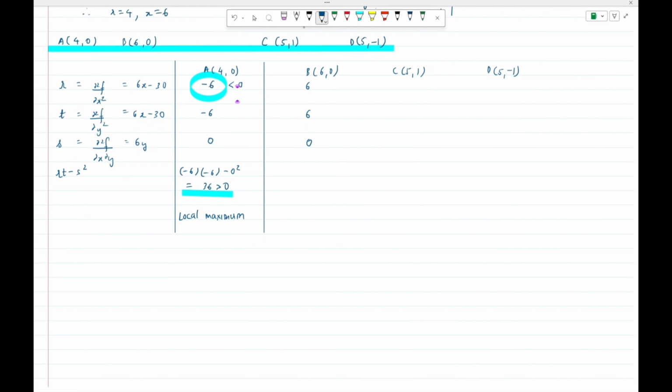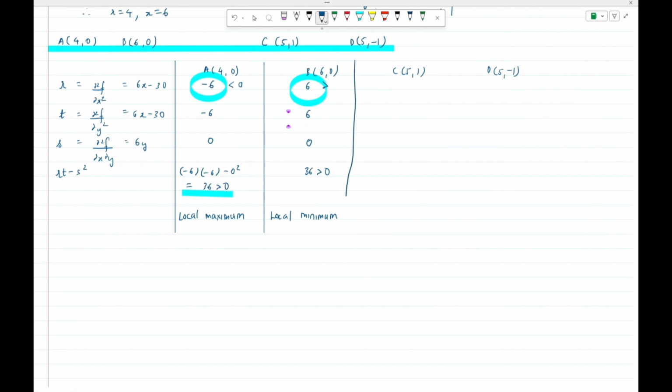And here we get that rt minus s square is going to be 36 again, which is a positive number. Since it's positive, we can go ahead and check the value of r. Here you can see that r is a positive number. So based on this, we can conclude that point B, that is (6, 0), is a point of local minimum.